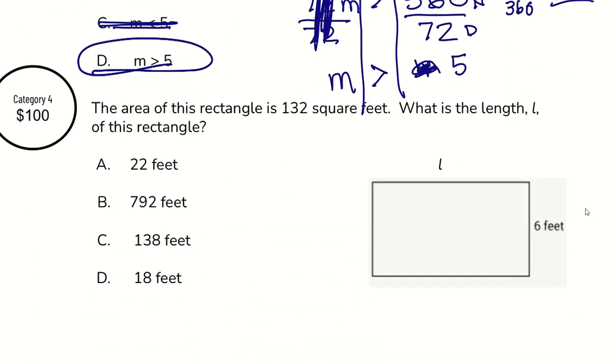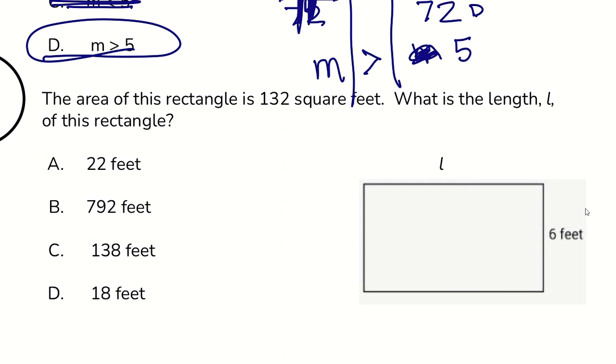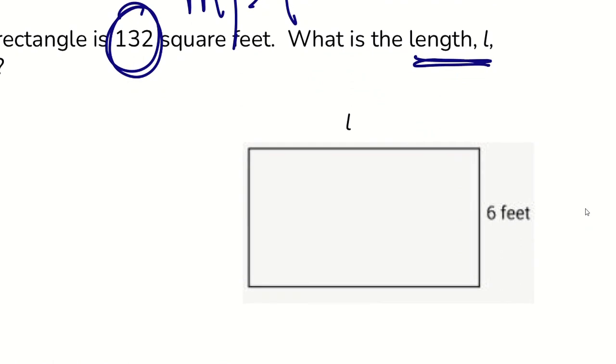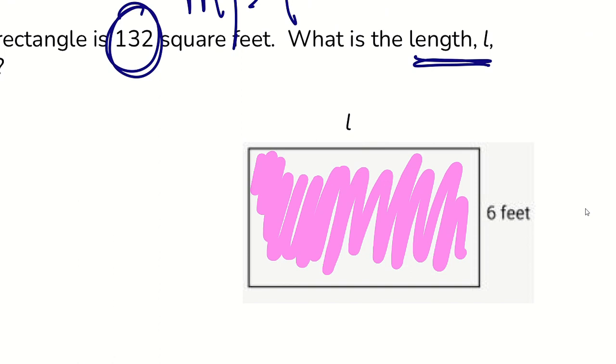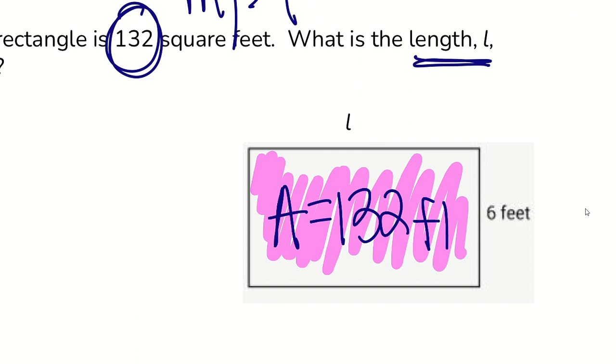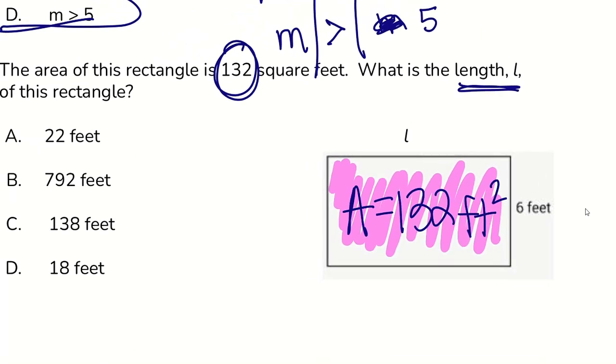Okay. The area of the rectangle is 132 square feet. What is the length, L, of this rectangle? Oh, they already gave me a pretty picture. We already talked about the area being the inside, like the carpet. They told me the area was 132 feet squared. The formula is area equals base times height, and they just put the B and the H touching, because that means multiply.